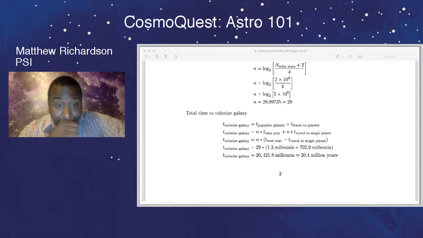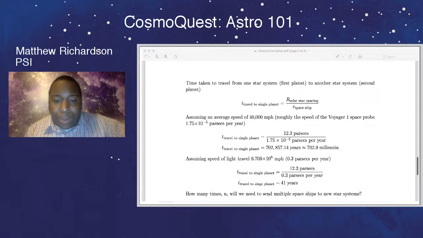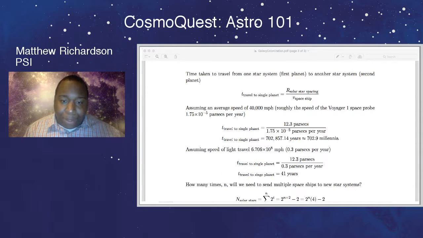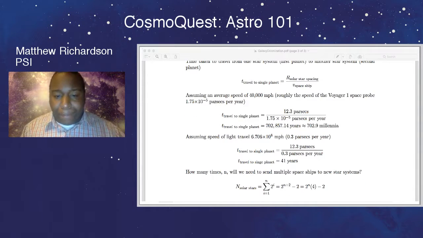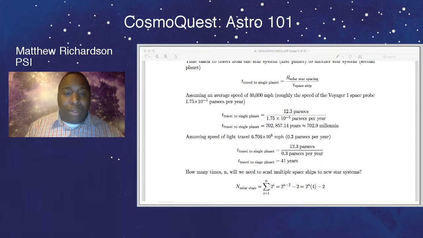So yeah, if I scroll back up, right here. Assuming that the average distance between solar type stars is 12.3 parsecs, or roughly 12 parsecs, traveling at the speed of light would allow us to travel from planet to planet in 41 years. So basically, what is that? A light year is equal to 0.3 parsecs.